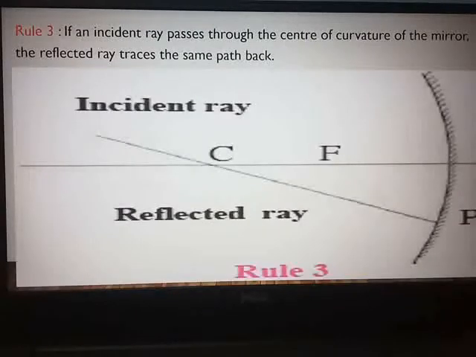Third one is, if an incident ray passes through the center of curvature of the mirror, the reflected ray traces the same path back. If the incident ray passes through the center of curvature of the mirror, the reflected ray traces the same path back. And rule number 3, diagram.